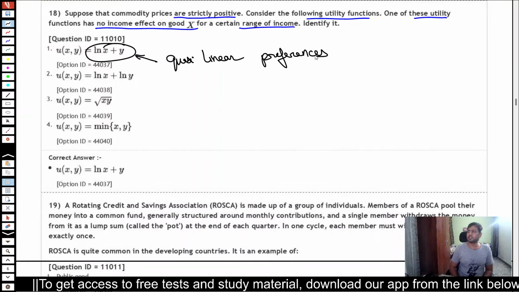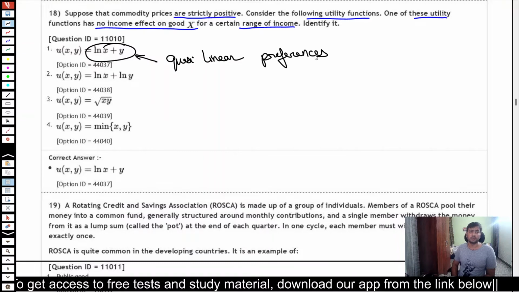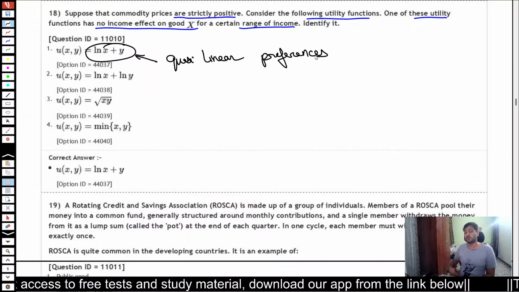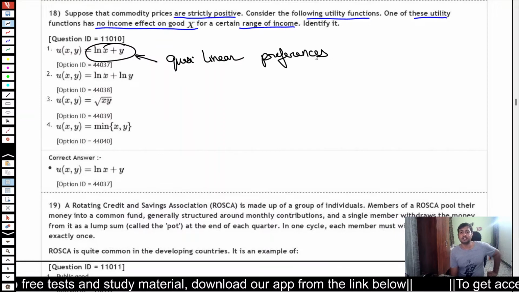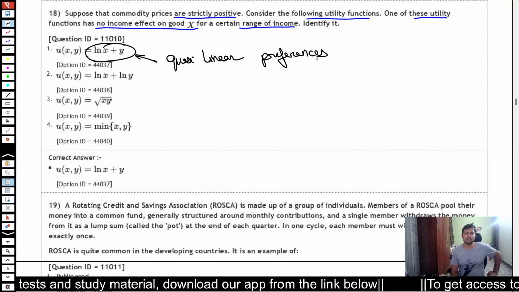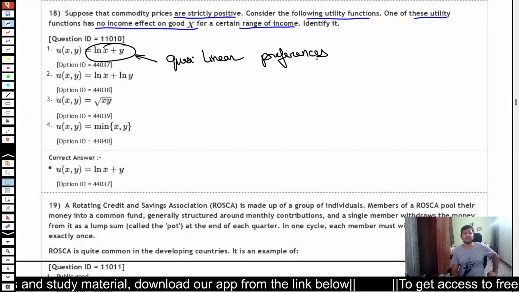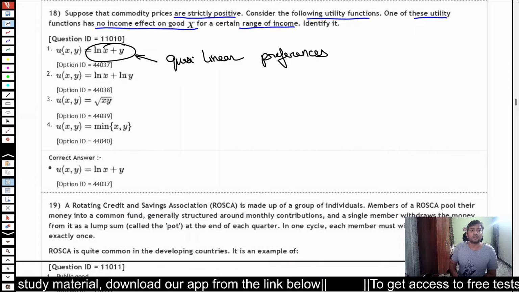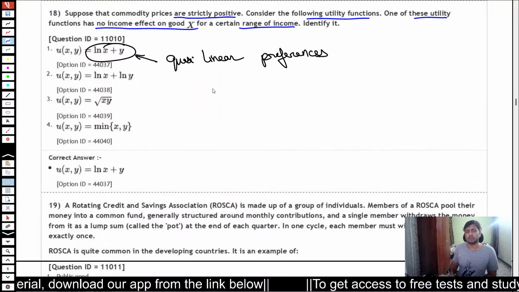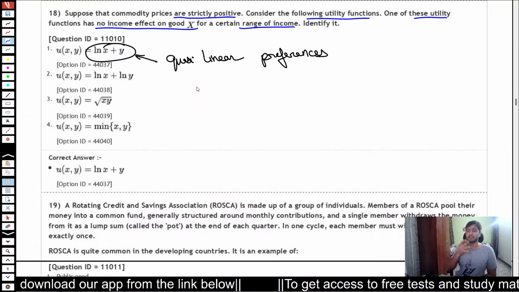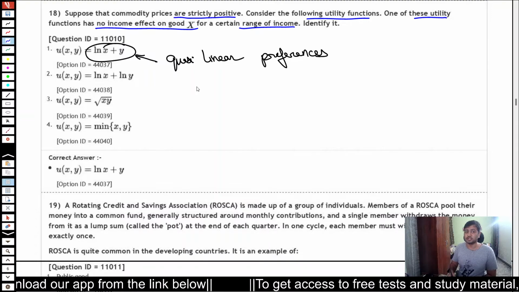So quasi-linear preferences हैं ये. So in this case, if you don't know about quasi-linear, again you can click above and go to the microeconomics lecture series. So I have discussed this in the initial lectures itself, what are quasi-linear preferences and how it works. So in this case what happens is that X is the necessity good. एक limit तक you will purchase only X.